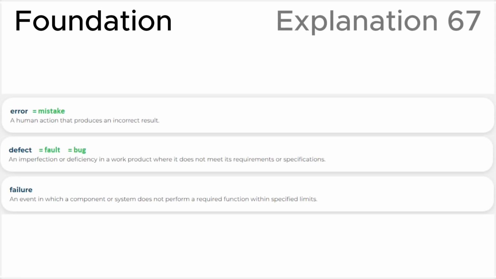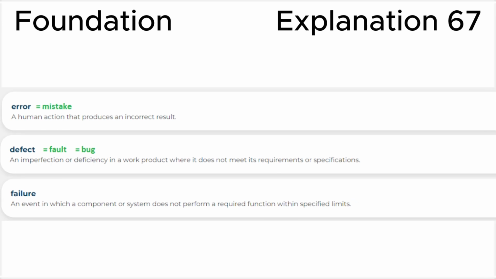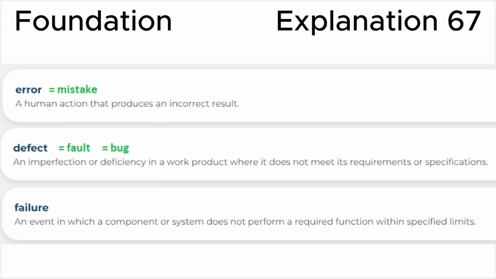Explanation. Firstly, let's look at definitions in the ISTQB glossary. Failure is an event in which a component or system does not perform a required function within specified limits. Mistake or error is a human action that produces an incorrect result. Defect or fault or bug is an imperfection or deficiency in a work product where it does not meet its requirements or specifications.